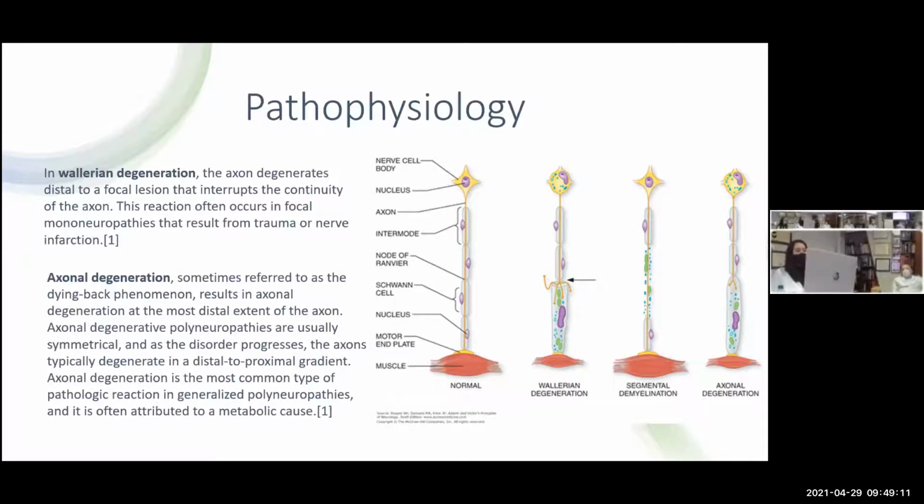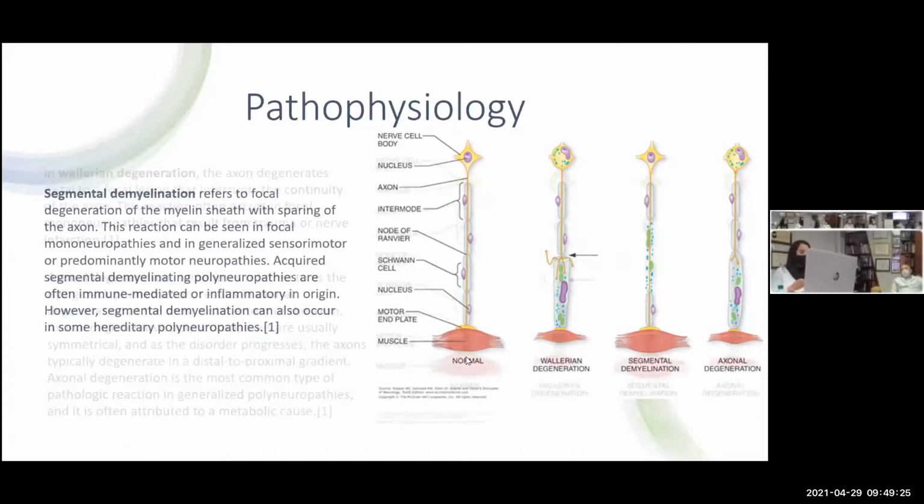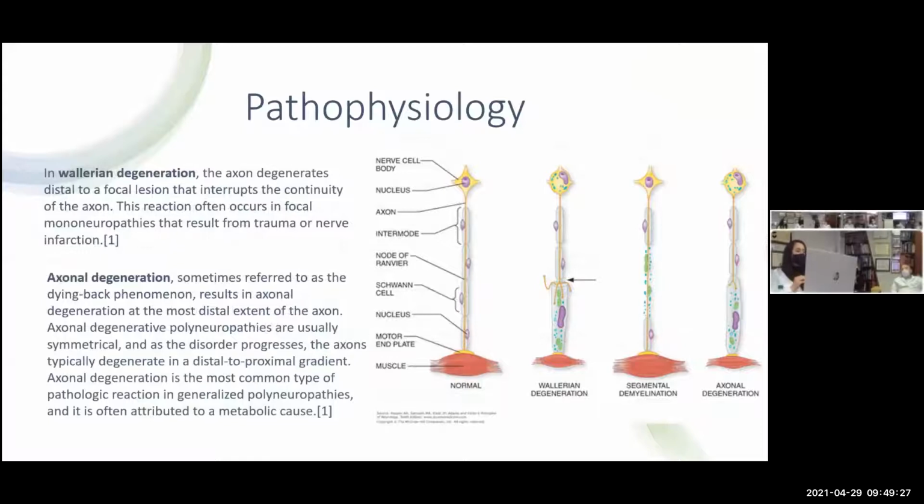Okay. So although we have several different etiologies, there are only a few pathological responses of the nerves to these insults. This is the normal: you have the nerve body cell, the axon with the myelin on the outside. So in Wallerian degeneration, the axon actually degenerates distal to a focal lesion that disrupts the continuity of the axon. And this is usually in focal mononeuropathies after trauma or a nerve infarction.